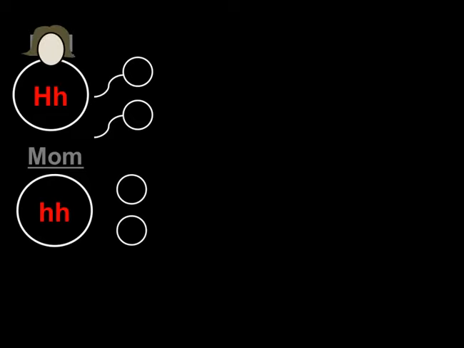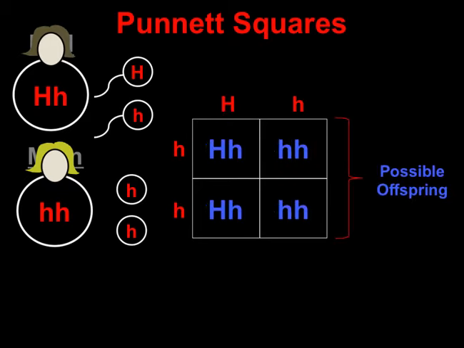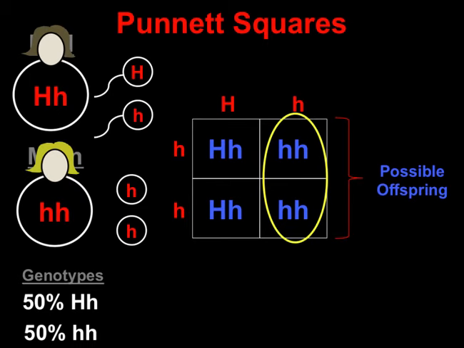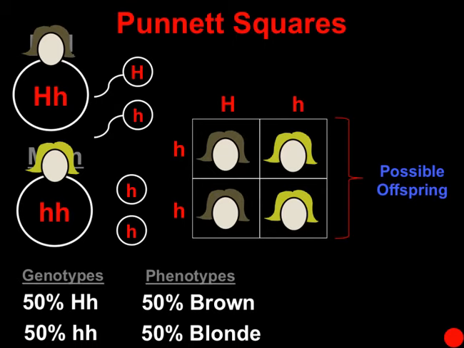Now, Punnett squares, remember, we have a dad here who is heterozygous, mom homozygous recessive. So that means dad is going to have brown hair, mom's blonde. Dad's going to give a big H or little h, mom's going to give little h's. We're going to use the Punnett square to figure out what the possible offspring could look like. Put one parent on one side, one on the other, bring them down. And so these are the possible offspring. When we look at the genotypes, we have 50% heterozygous, 50% homozygous recessive, and for the phenotypes, 50% blonde and 50% brown.